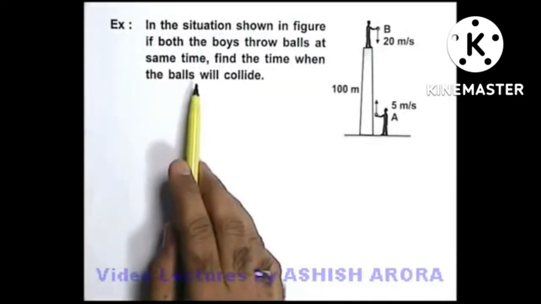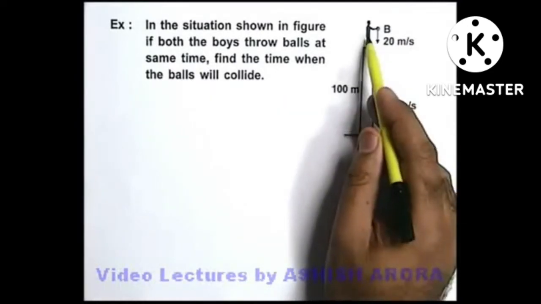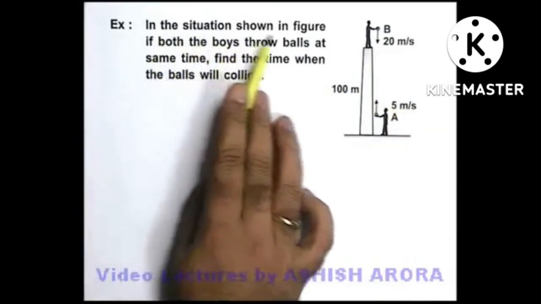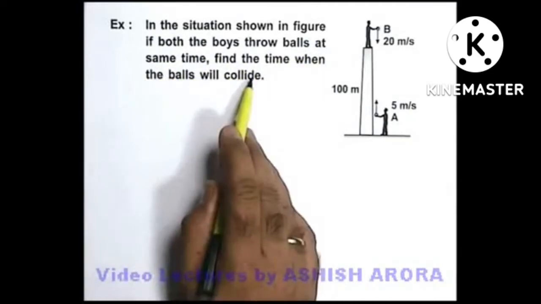Let us take an example. Here we are given a tower of height 100 meters, and there are two boys A and B. One is at the top of the tower and the other is standing below the tower. And we are given that in the situation shown in the figure, if both the boys throw the balls at the same time, find the time when the balls will collide.